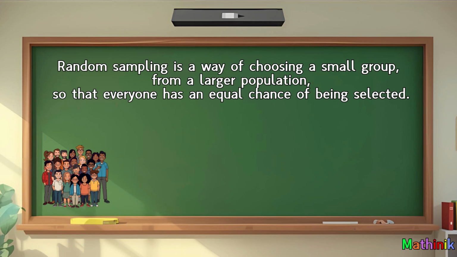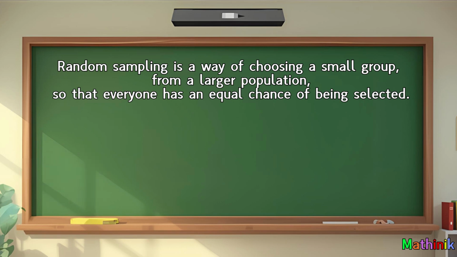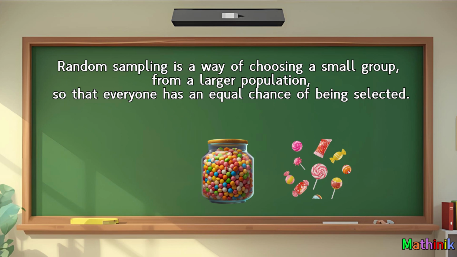Random sampling is a way of choosing a small group from a larger population so that everyone has an equal chance of being selected. Think of it like this. You have a big jar of candies, all mixed together. If you close your eyes and pick 10 candies at random, that's random sampling.